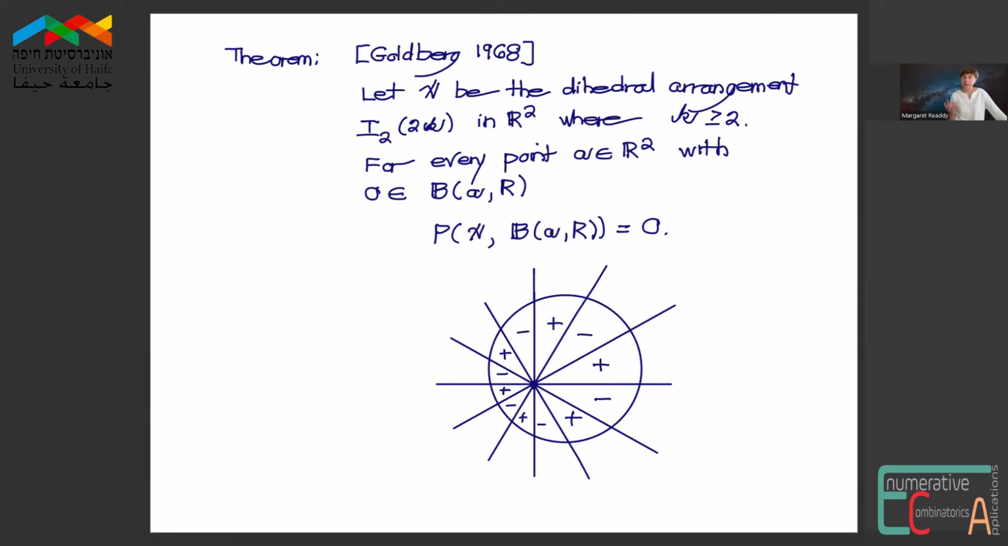All right, so given this language, we can restate Goldberg's result. The hyperplane arrangement is the dihedral arrangement I2(2k), where k is at least 2, so we have at least 4 cuts, 4 lines. Now we want to figure out where we are going to be making the cuts at the point A. The thing that we require is that if you have a ball centered at A of radius R, the origin has to be in that ball. And in this case, the pizza quantity is 0. In other words, you can share this pizza with a friend.